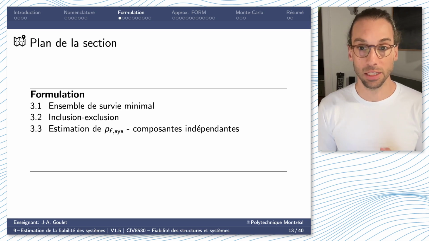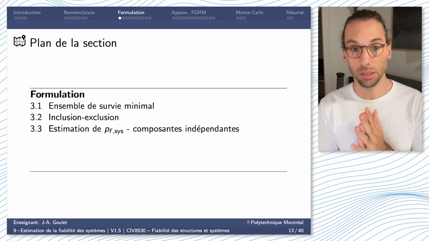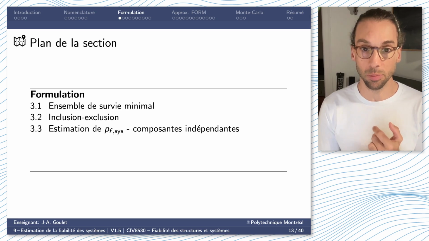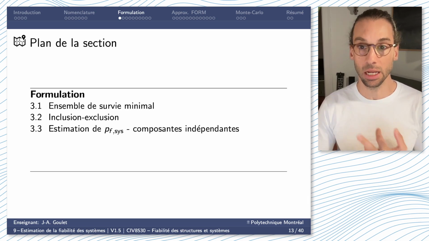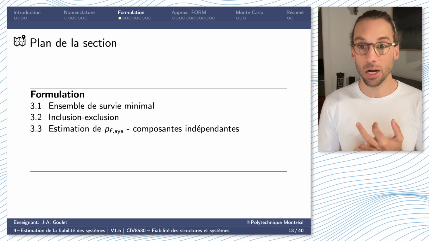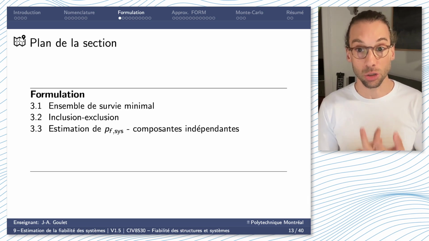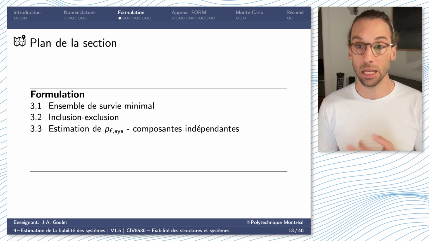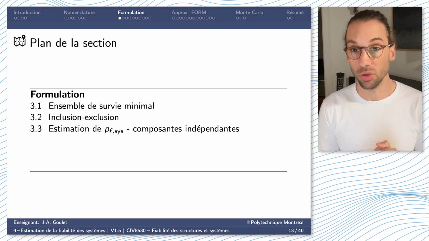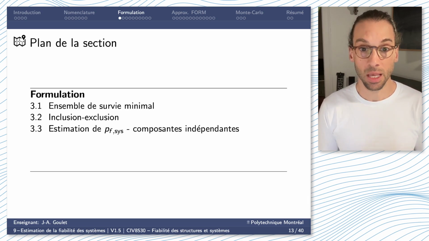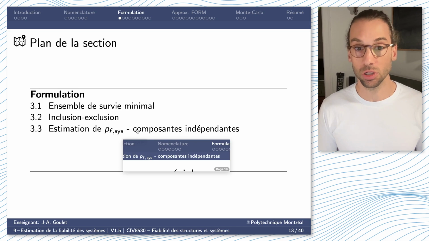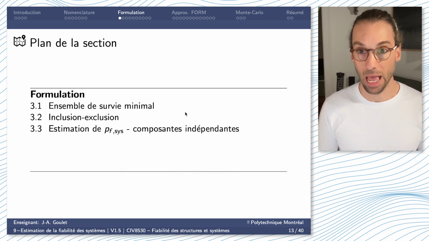So the plan of the section for formulating our system reliability problem: we're going to dig a little deeper into the minimal cut set. We're going to see how that requires, for the evaluation of the failure probability, the inclusion-exclusion rule that we saw in module 1 when we reviewed key probability concepts. And we're going to see how we can estimate the failure probability of a system for first independent components as an introductory example.